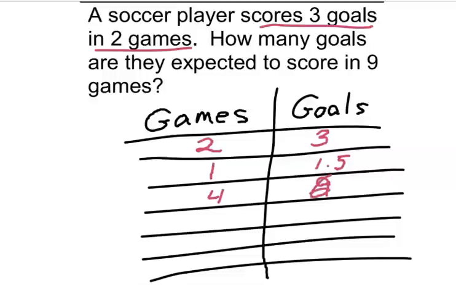6. 3 times 2 is 6. Trying to go a little faster than I should. All right, so it says how many in 9 games? So in 9 games, we can just do 1 times 9 to get that, or then we can do 1.5 times 9. Okay, so if we do that, we just do 1.5 times 9.